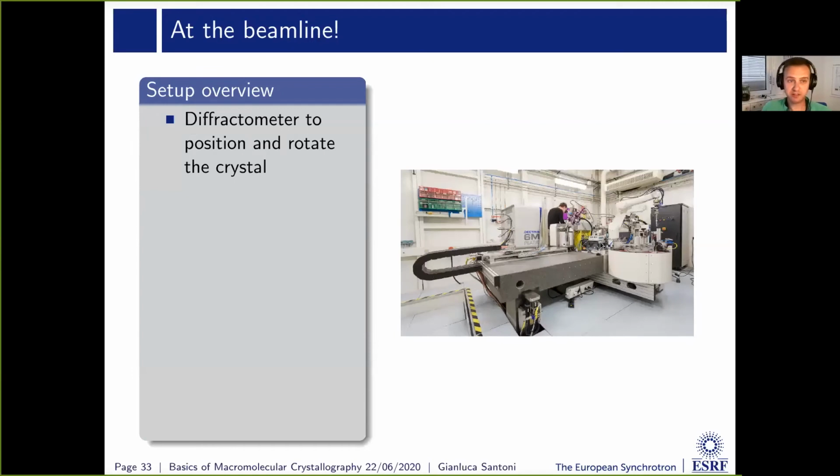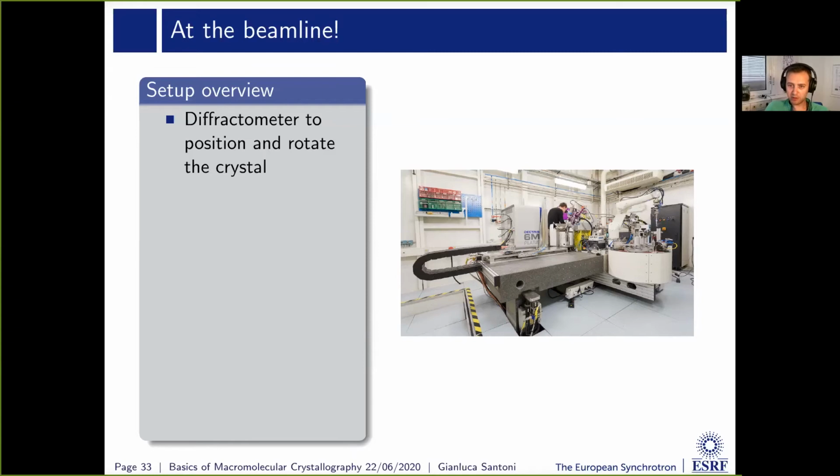Your crystal will then reach the beamline at some point. And at this moment, we can go through the actual setup of the beamline. So we have seen now how to perform the experiment, but what are the instruments that we use to perform this? The first is the diffractometer.